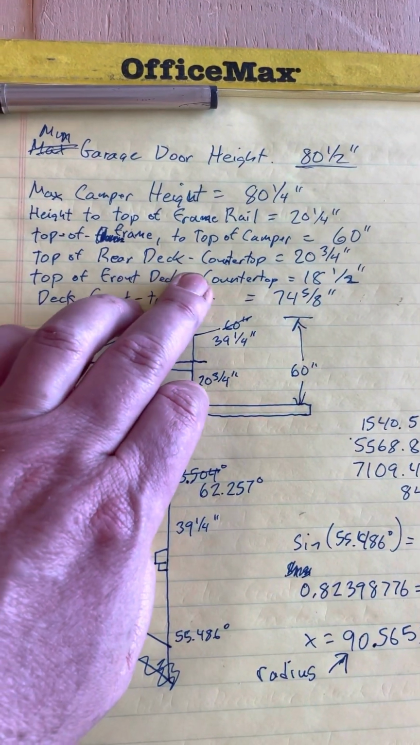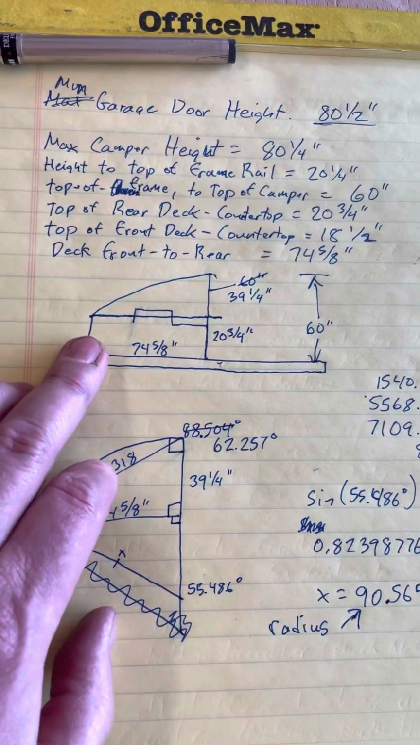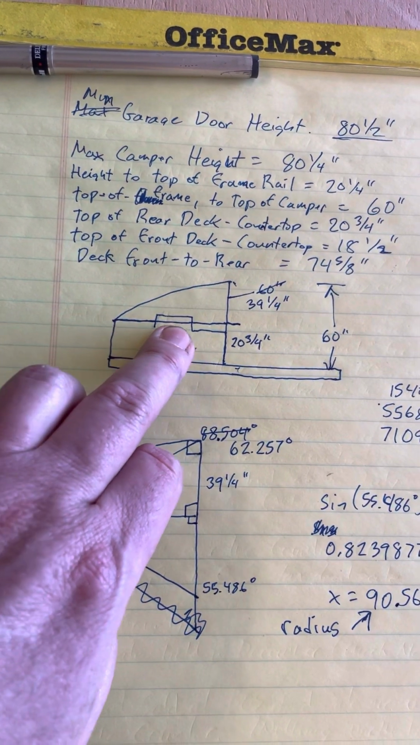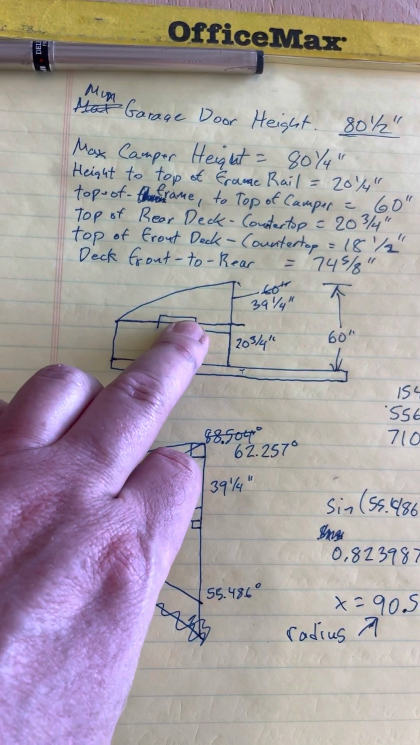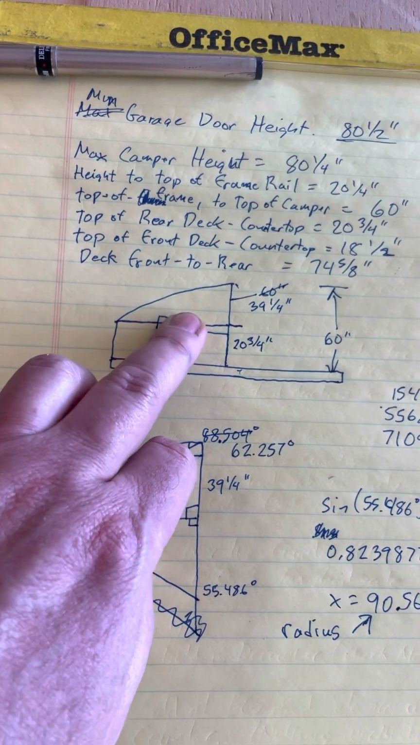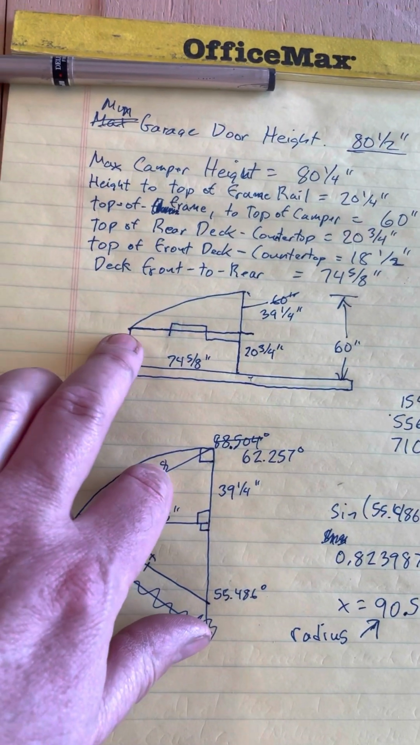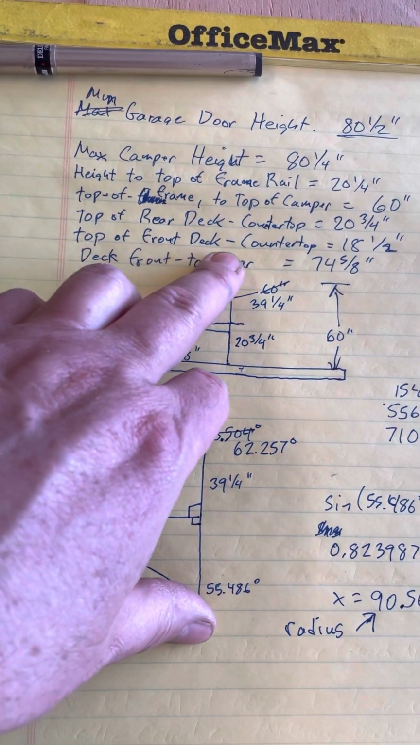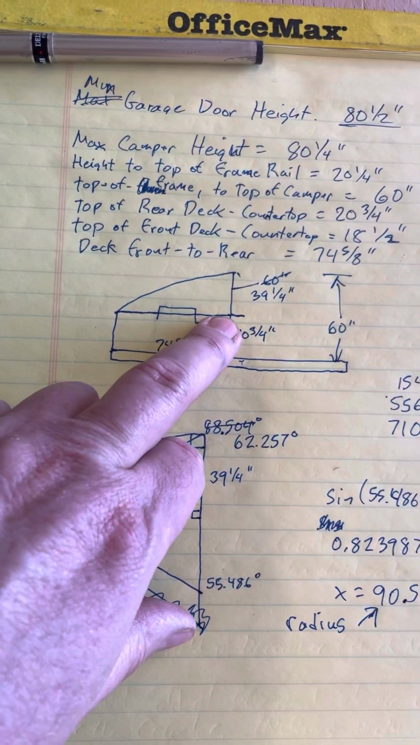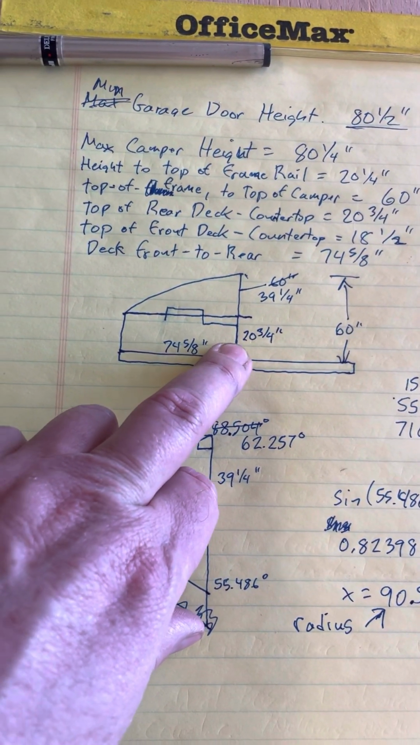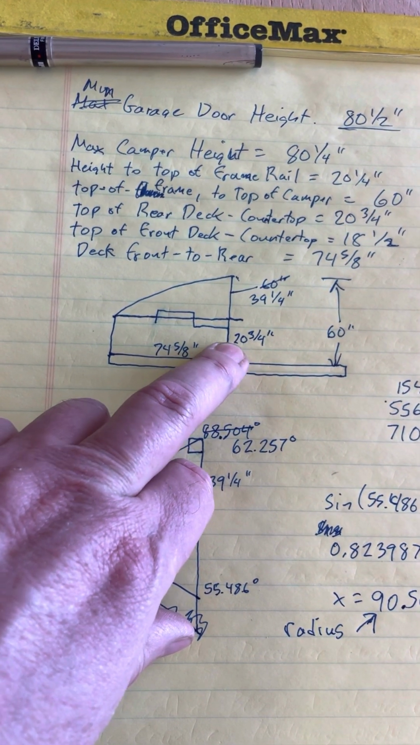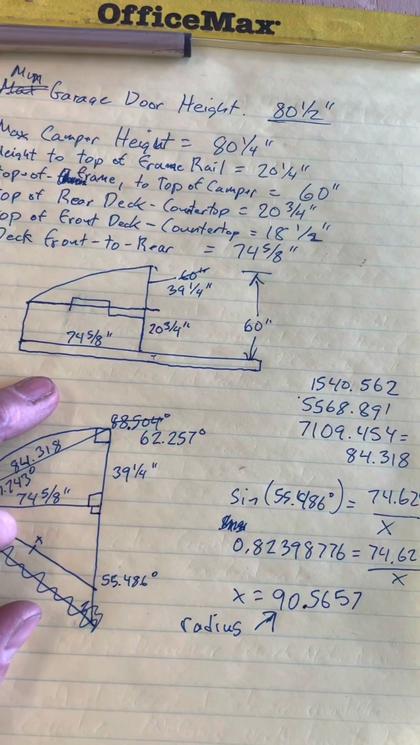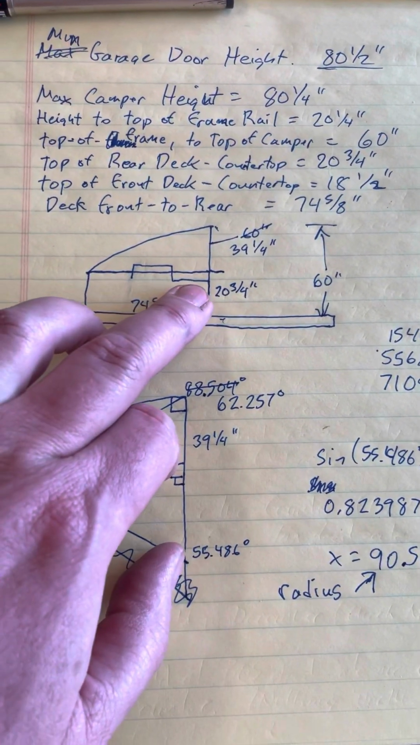Top of the rear deck countertop is going to be 20.75 because the front is over here, the back is over here. This countertop height is going to be a little higher than this countertop, and then there's going to be a deck in the middle where we're going to have some kind of cabinetry. So anyways, the point is that we need to know this height here. And the top of the front deck countertop 18.5, not really relevant. This measurement here to here doesn't really matter. What we need to know is the 20.75, and then the deck front to rear is 74 5/8. That's an important number because that's basically this leg of the triangle.